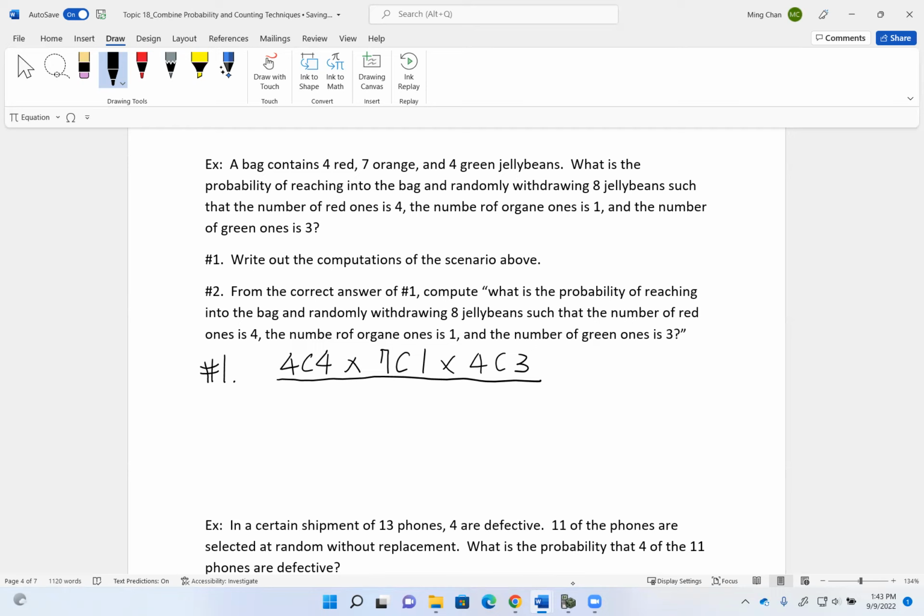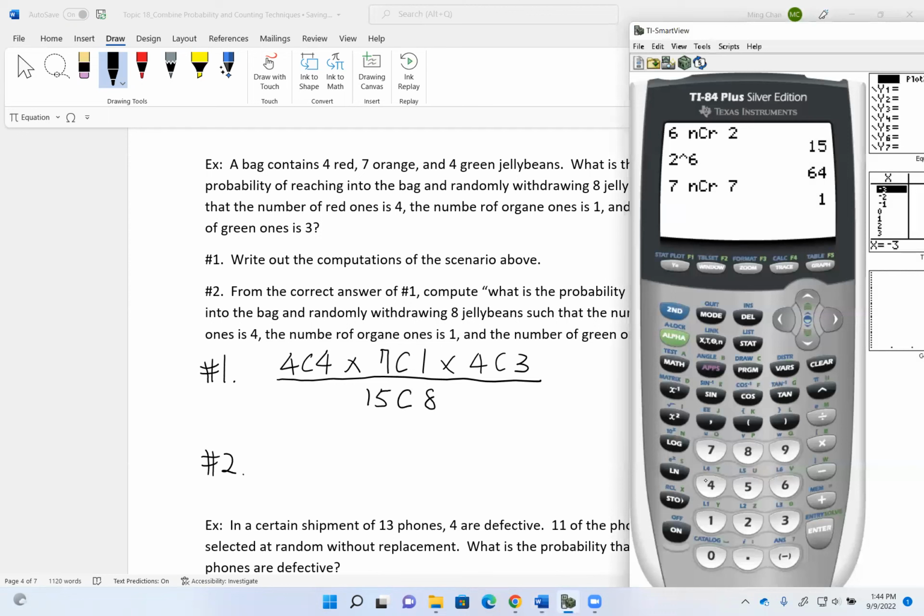Okay. So how many jelly beans are in the bag total? 4 plus 7 plus 4. So that means there are 15 jelly beans total. And I need to select 8 of them, right? Because I'm drawing 8 jelly beans altogether. So it'd be 15 choosing 8 using combination. So that's my computation. I'm going to figure out the top first and then write it down and figure out the bottom. So 4 choosing 4, followed by 7 choosing 1, followed by 4 green total, choosing only 3 of them.